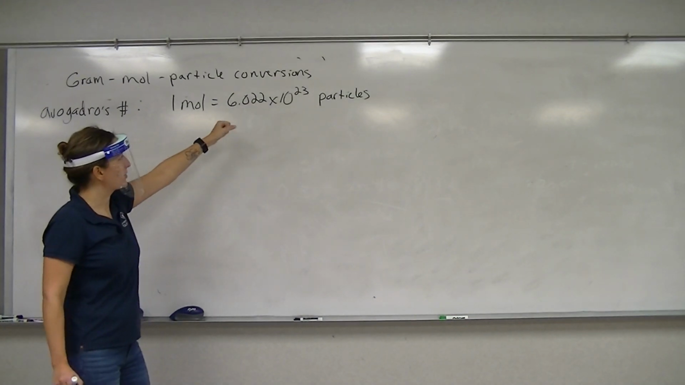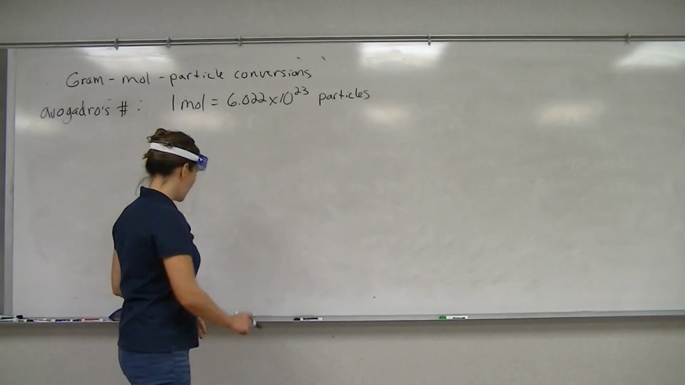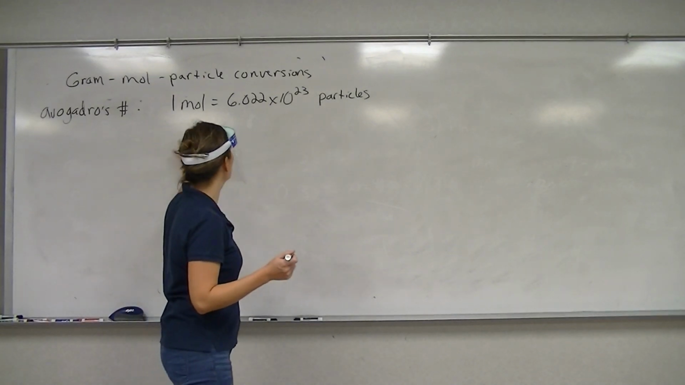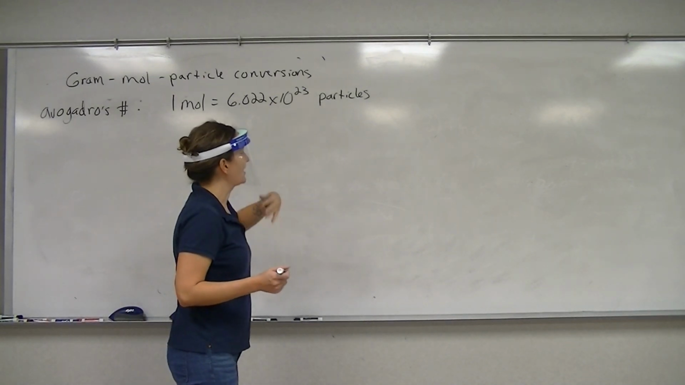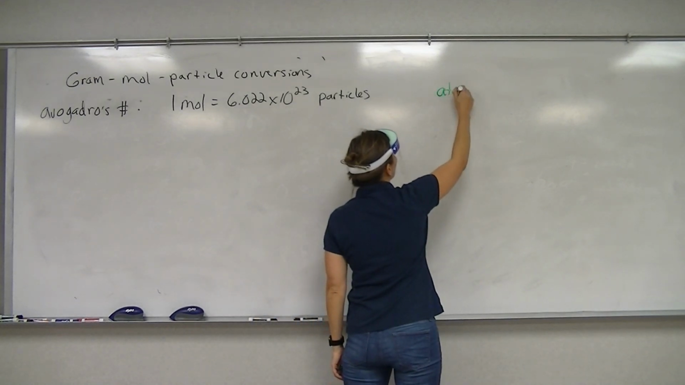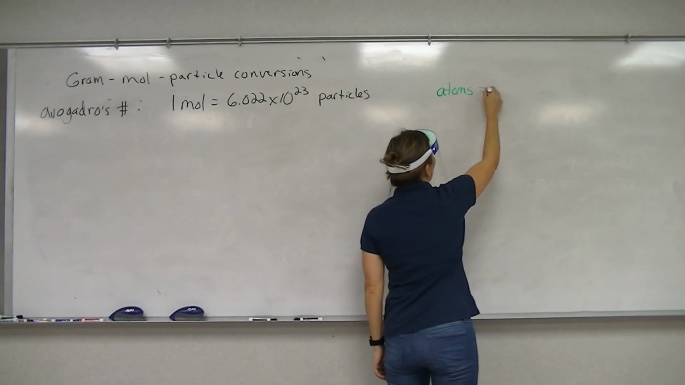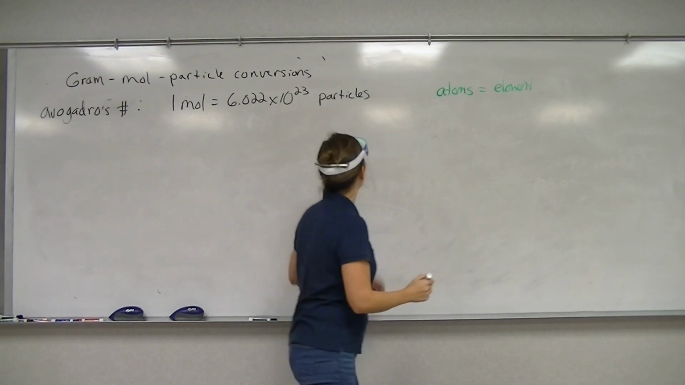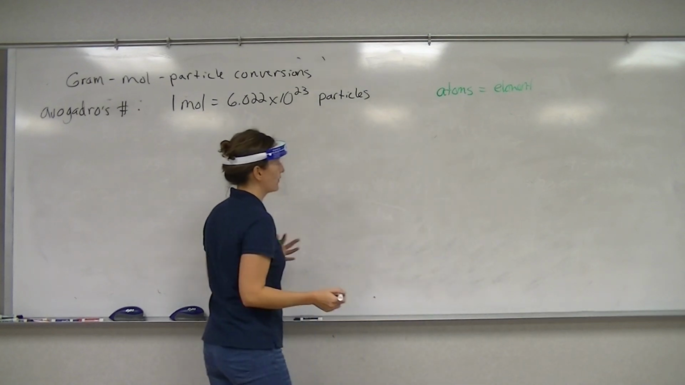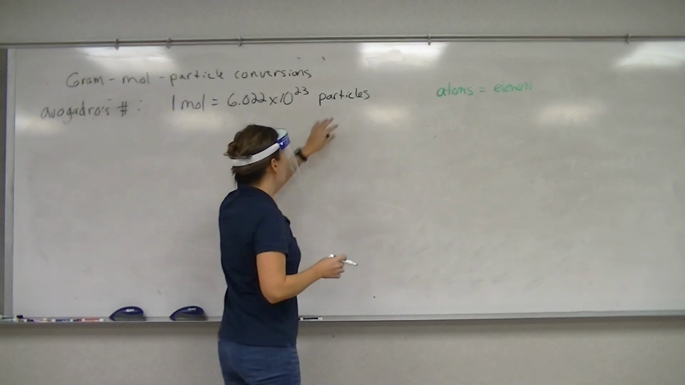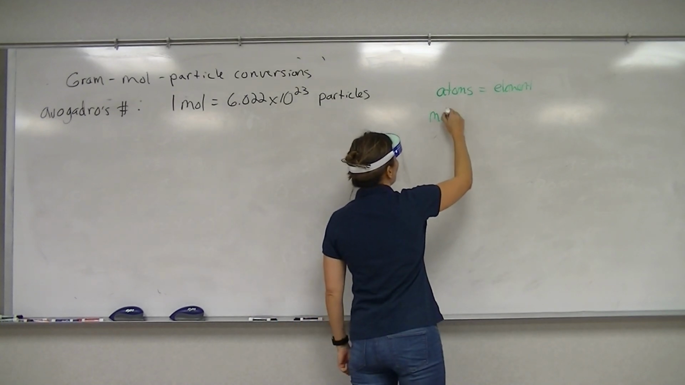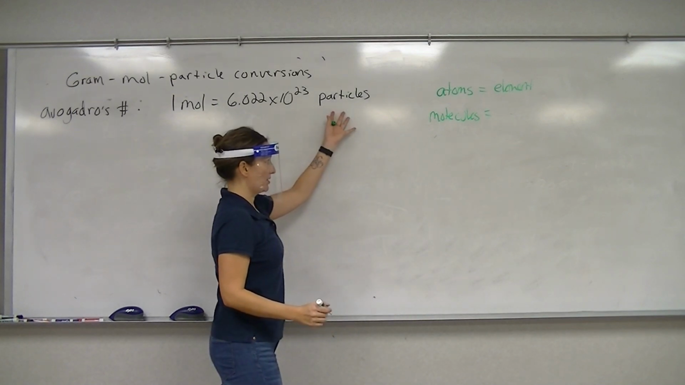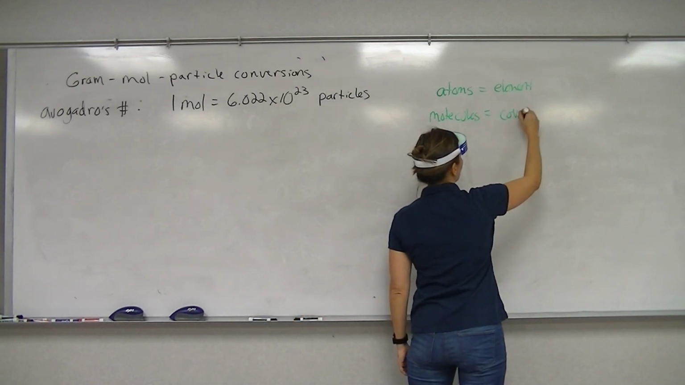Okay, so why is this number so big? Well, when I use the word particles, we're going to see that particles means several different things. We can use this definition and apply it to atoms, and when we're applying it to atoms, that's when we're talking about an element. So particles can be atoms when we're referring to an element by itself. Particles can also be molecules, and when we use the word molecules in place of particles, we're talking about covalent compounds.